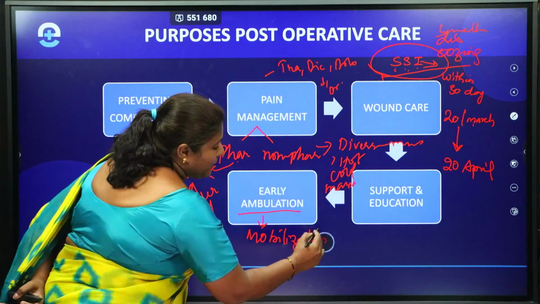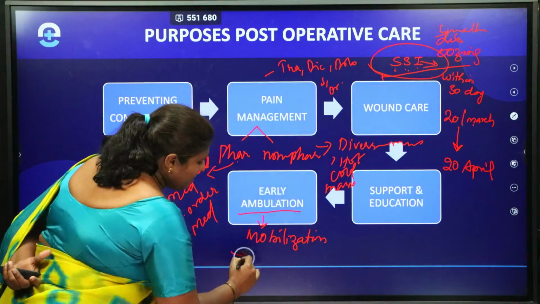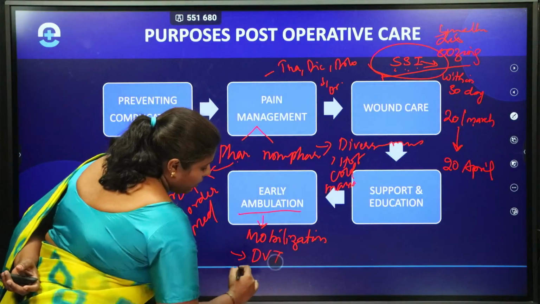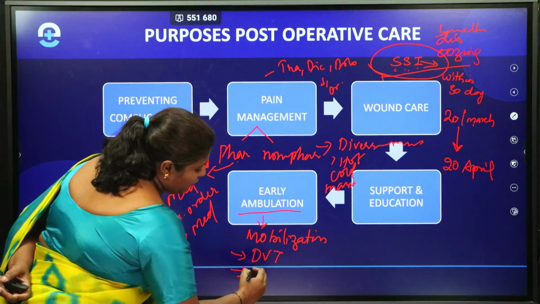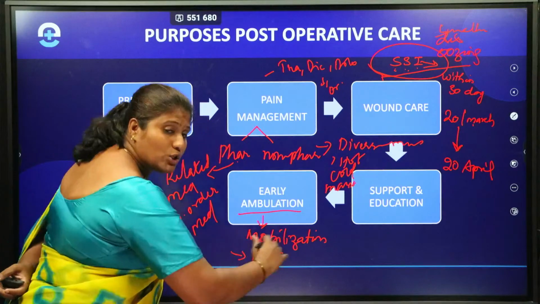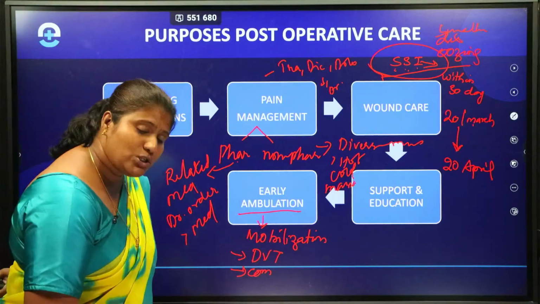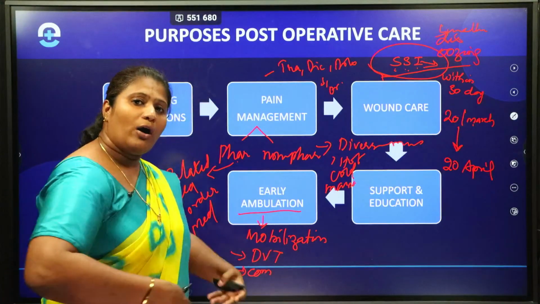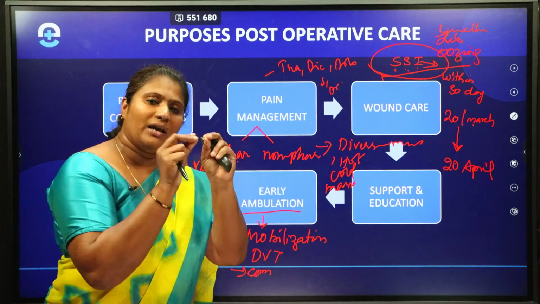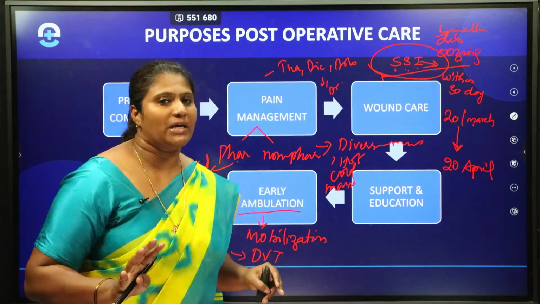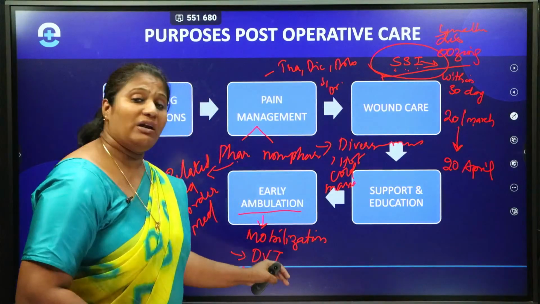Otherwise the patient will get DVT or some kind of compartment syndrome. DVT means deep vein thrombosis. If the patient is not mobilizing their legs or their body, small blood clots will form and it will lead to DVT.